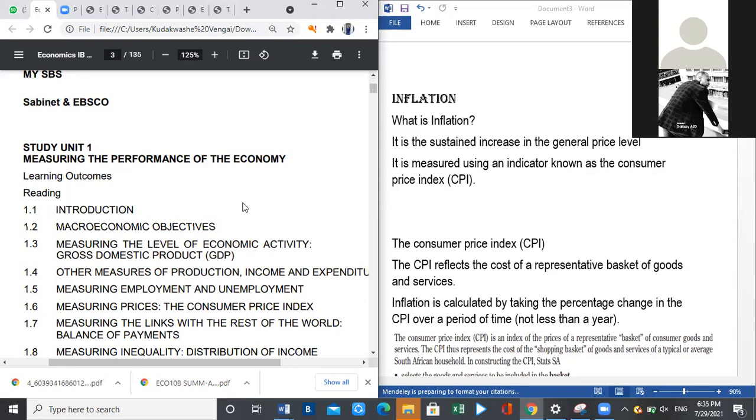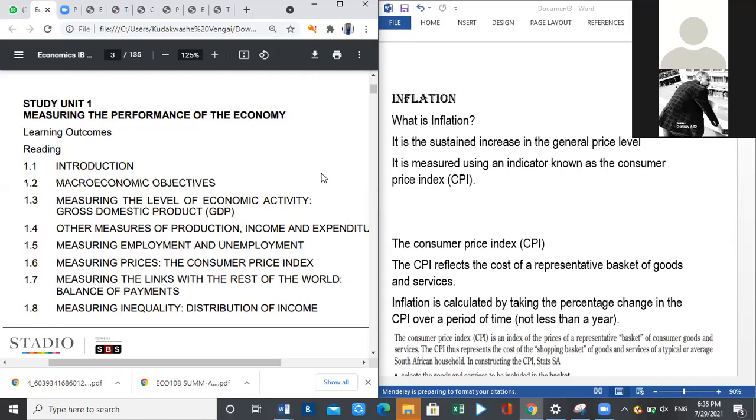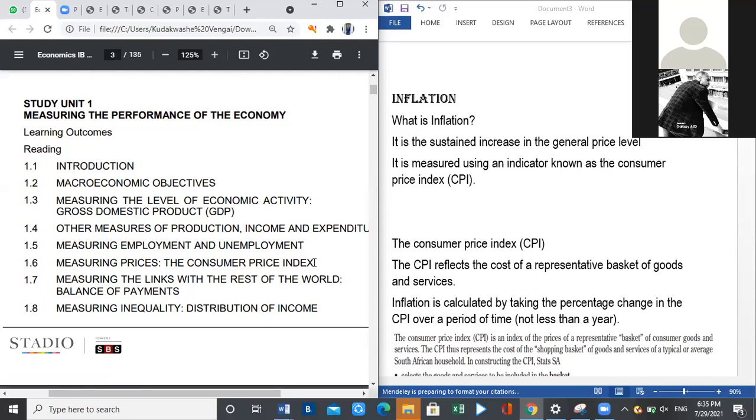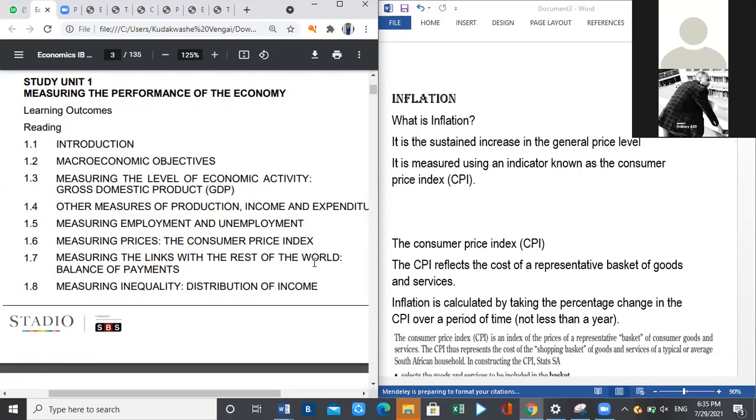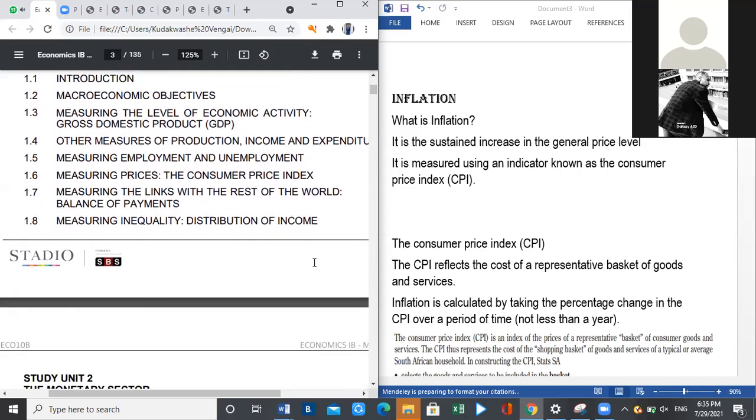All right, so Economics 10B is a very broad module, which we're going to be looking at a very broad range of topics. On the left side of your screen, if you can see, there is a document that is projecting the contents that is required for us to cover in terms of Economics 10B. All right, so the first unit requires us to cover the measuring of the performance of the economy, whereby we'll be looking at various measures in terms of the performance of an economy. And we're going to be looking at that one in detail.